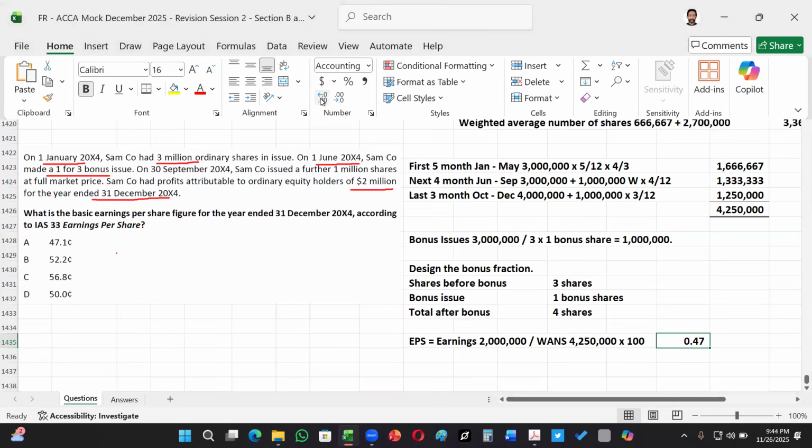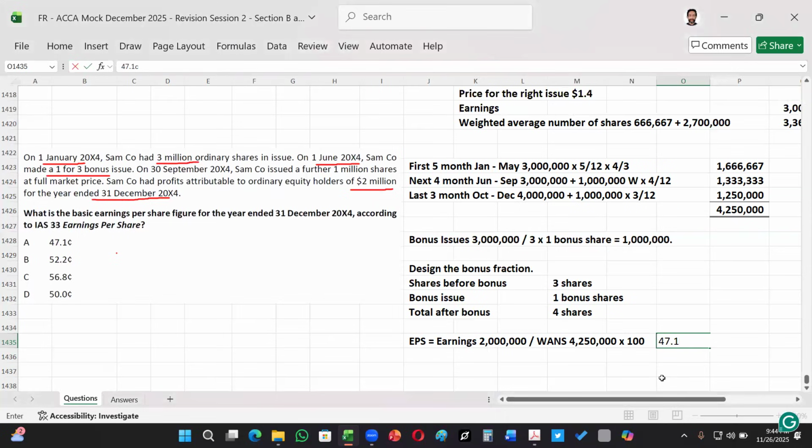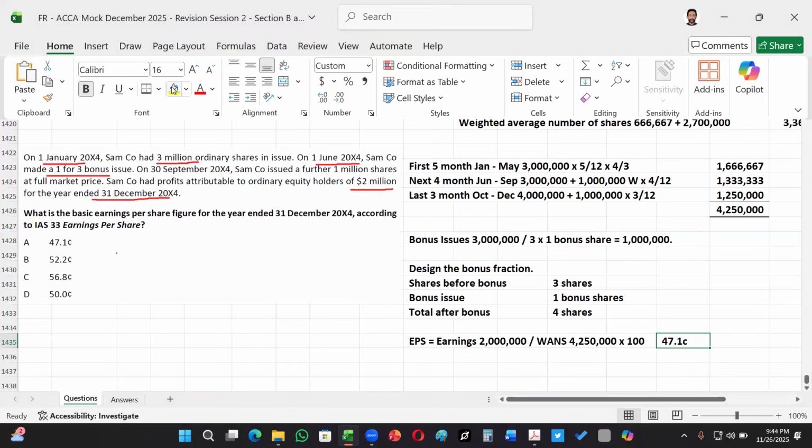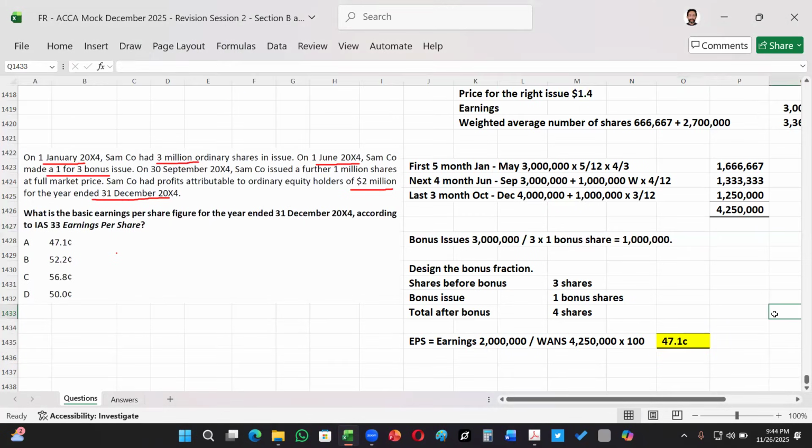We unround that. So that is 471, or we could call it 47.1 cent, when we multiply by 100. So I hope this is clear. I think this was easy because the fraction was easier to calculate as compared to the rights issues.